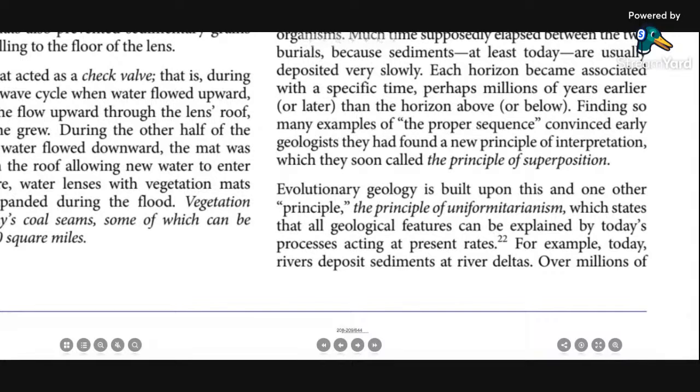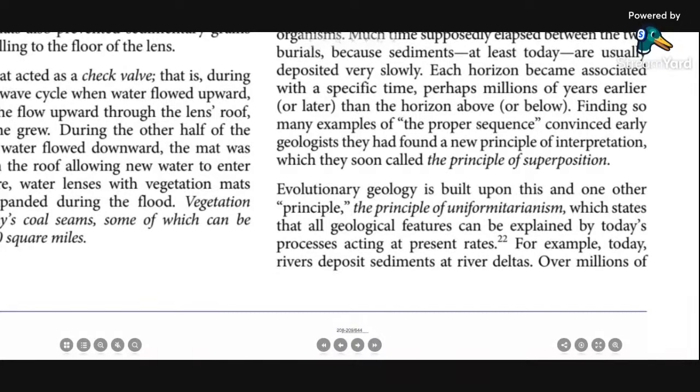Evolutionary geology is built upon this and one other principle, the principle of uniformitarianism, which states that all geological features can be explained by today's processes acting at present rates. For example, today rivers deposit sediments at river deltas.